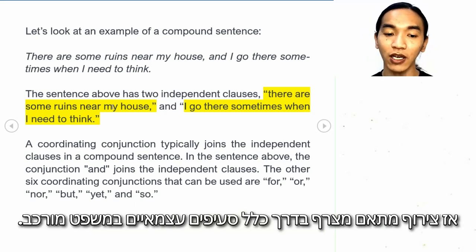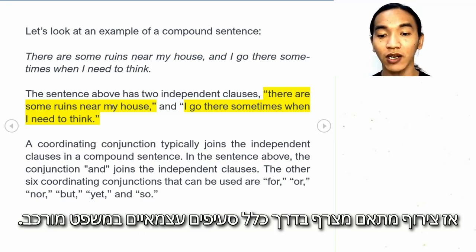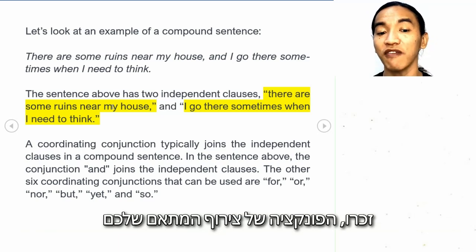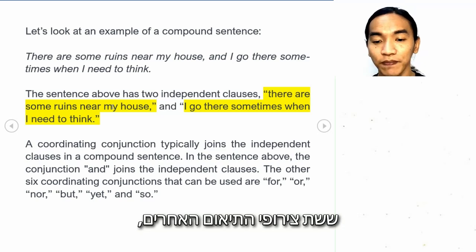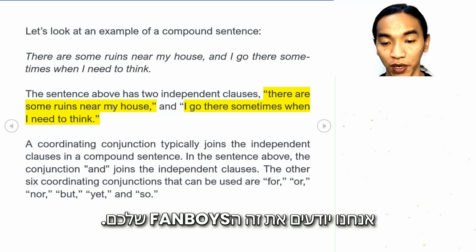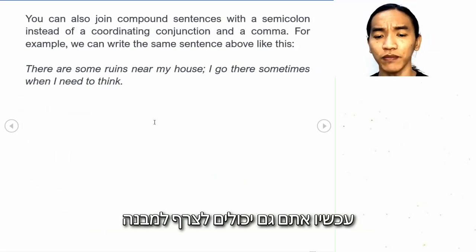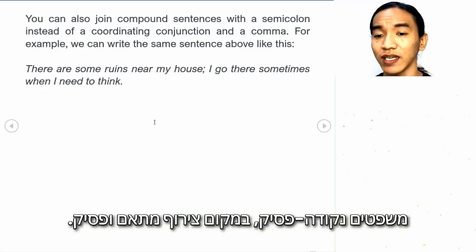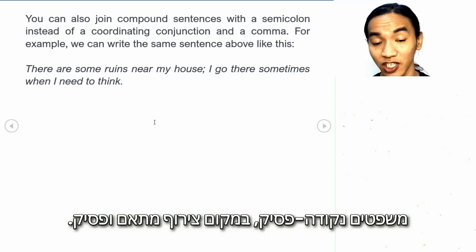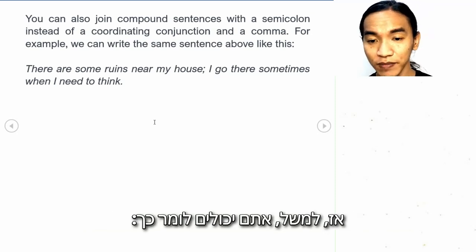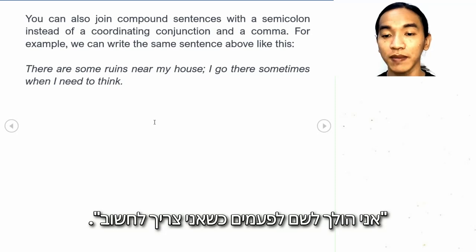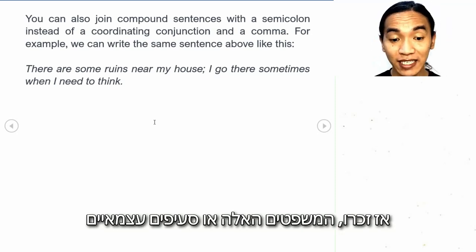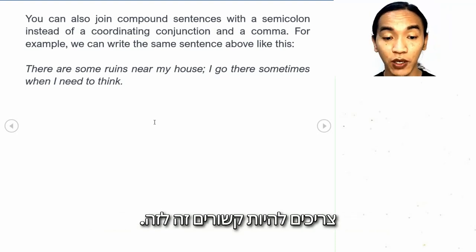So a coordinating conjunction typically joins independent clauses in a compound sentence. Remember, that's the function of your coordinating conjunction. It's to combine independent clauses. All right. The other six coordinating conjunctions, we know that they are FANBOYS. Now, you can also join compound sentences with a semicolon instead of a coordinating conjunction and a comma. So for example, you can say like this: There are some ruins near my house; I go there sometimes when I need to think. So remember, these sentences or independent clauses should be closely related.